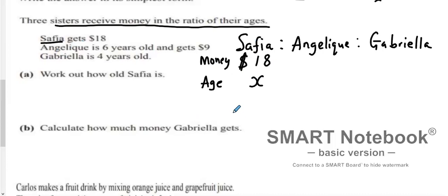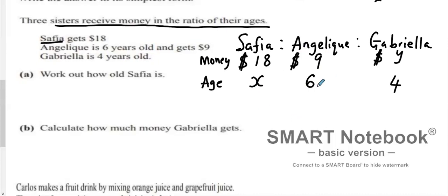Angelic is 6 years old and gets $9. Gabriela is 4 years and gets, not mentioned, Y dollars. Okay. Now, work out how old Safia is.